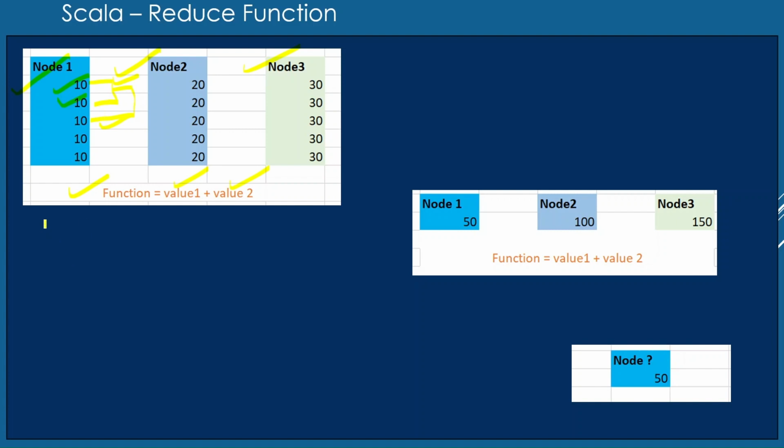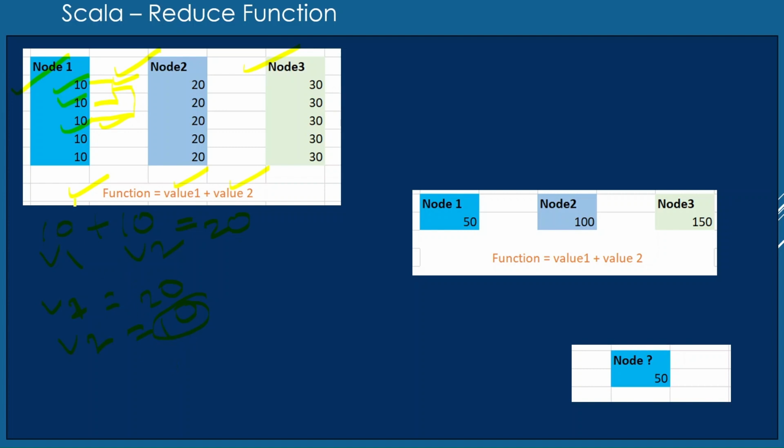So how would it be? Suppose this is 10, this is 10. Now it is 20. So this is V1, this is V2, value 1 and value 2. Next time value 1 would be 20 and value 2 is 10. Where is this 10 coming from? This is the third one. In this way it will reduce all the values until we get a single value.